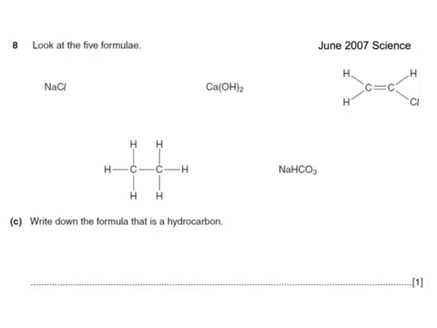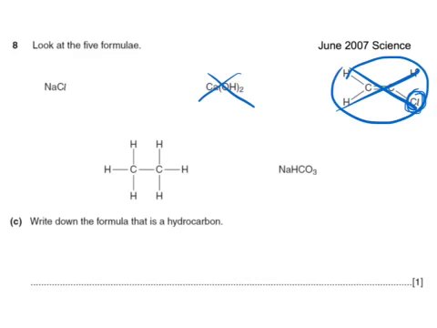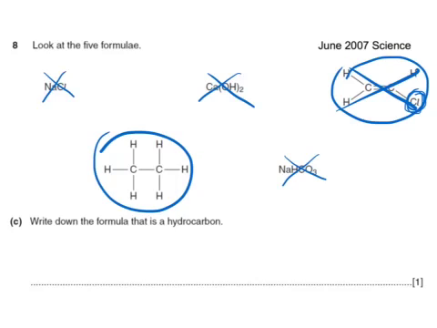Finally, look at the 5 formulae. Write down the formula that is a hydrocarbon. Again, we're looking for one that contains only carbon and hydrogen. At first sight, this one on the top right might appear to be, but look, here's a chlorine atom, so that one's no good. This one contains also calcium, this one contains also oxygen and sodium. This one has no carbon or hydrogen in, so the one we're looking for is this one.